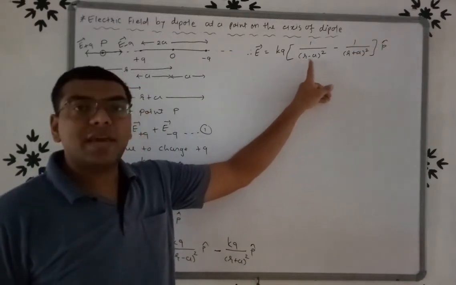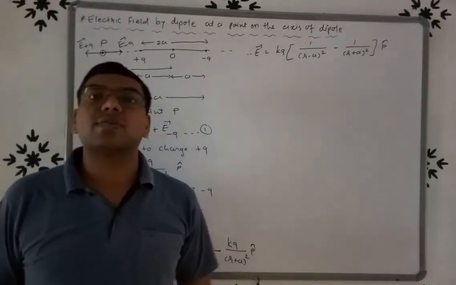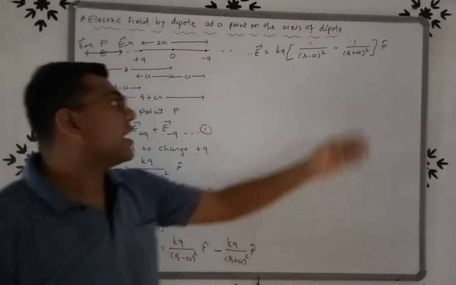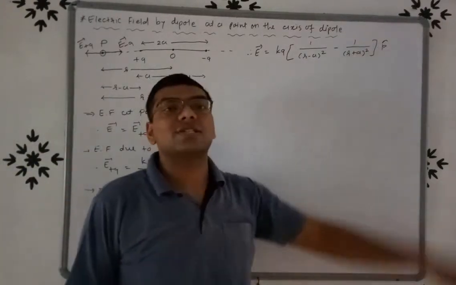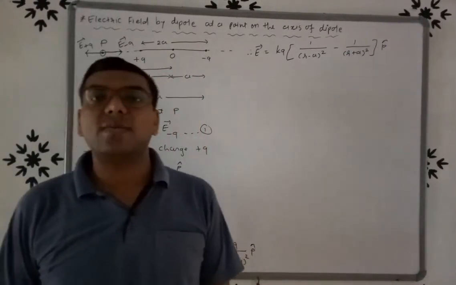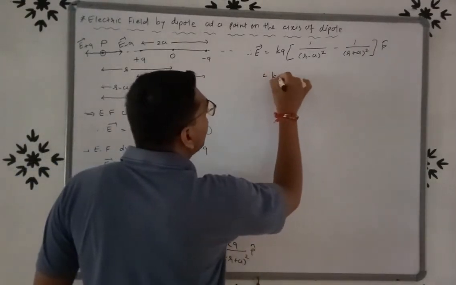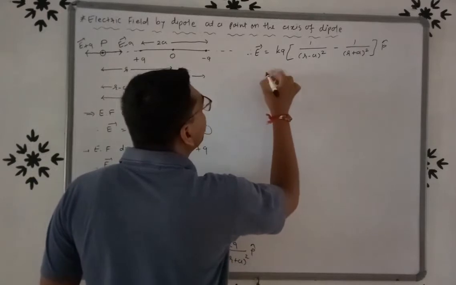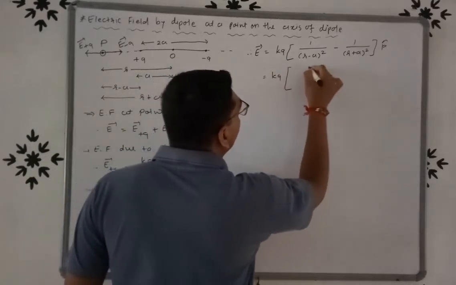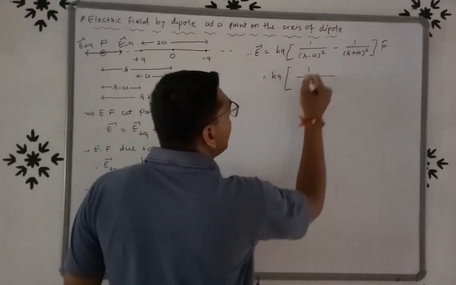Here the formula of (A minus B) whole square is A square minus 2AB plus B square. And here (A plus B) whole square is A square plus 2AB plus B square. So here we apply the formula. KQ into bracket 1 upon (A minus B) whole square.